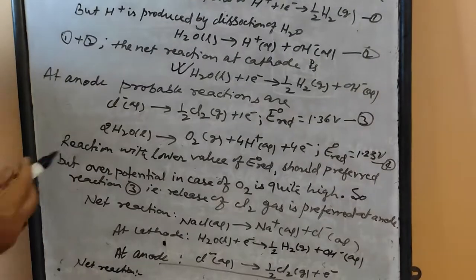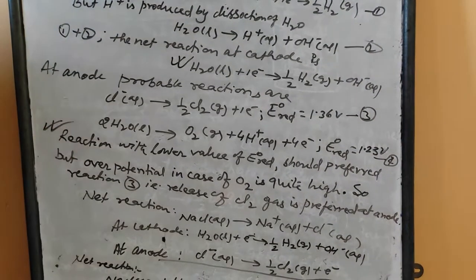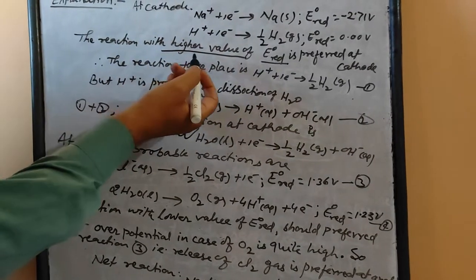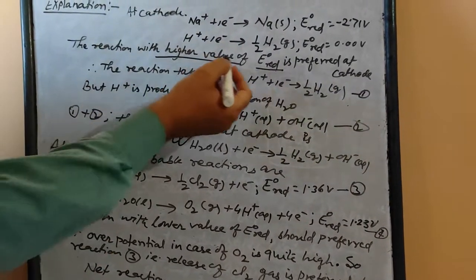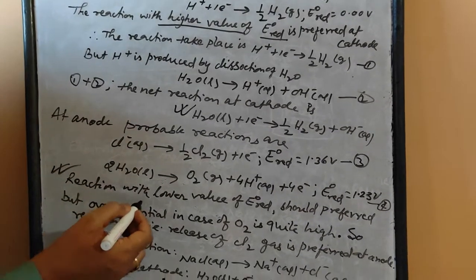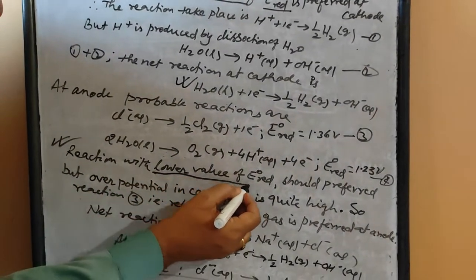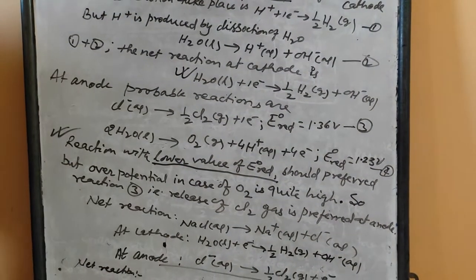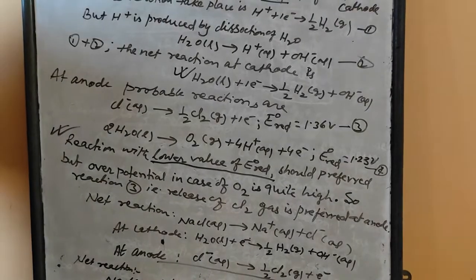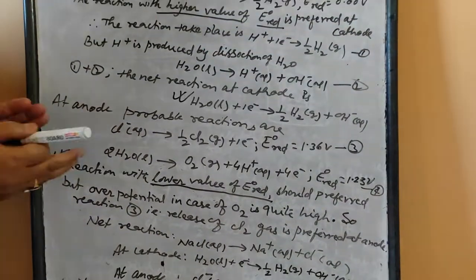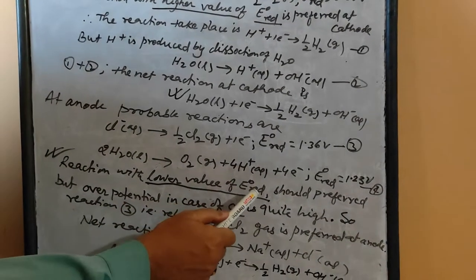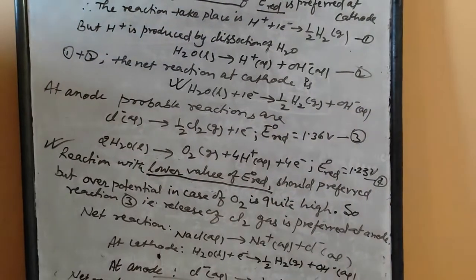Now here is the key point. Already we have seen that at cathode those reactions are preferred which have higher value of E naught red, but at anode those reactions are preferred which have a lower value of E naught red. Mind it, this is a very confusing point. So all students are advised to focus and concentrate here. This is the peculiar point. The reaction with lower value of E naught red should be preferred.